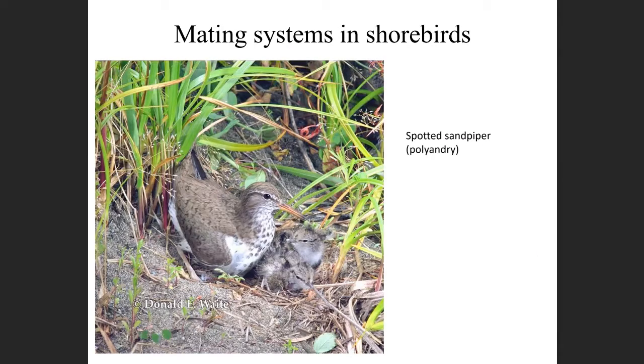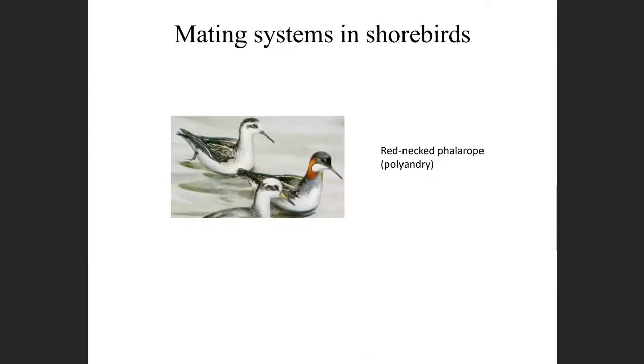Okay, so I mentioned before Hasana's, but spotted sandpipers also show polyandry. Females will establish territories. One, two, or three males will build nests on a single female territory, mate with that female. She will lay eggs in each of those males' nests, and they will rear them. Interestingly, they have no way of knowing whether the chicks that they're rearing are their own.